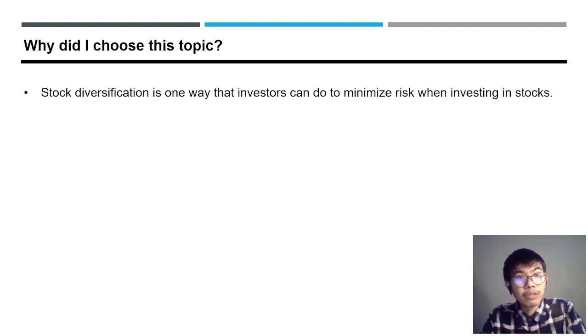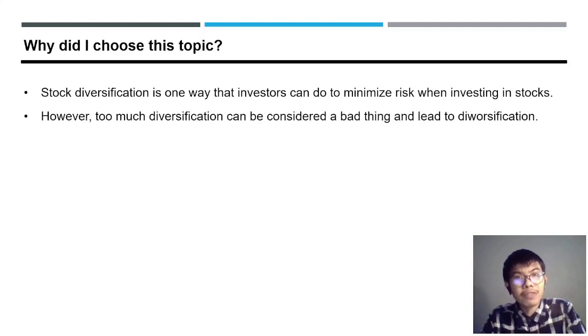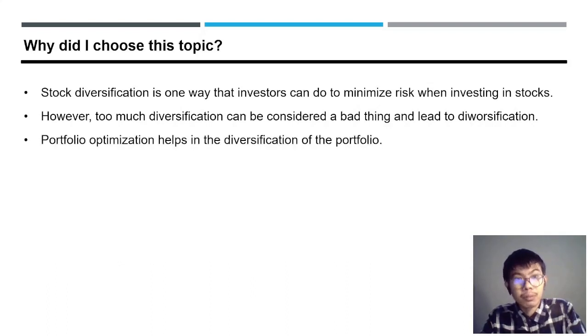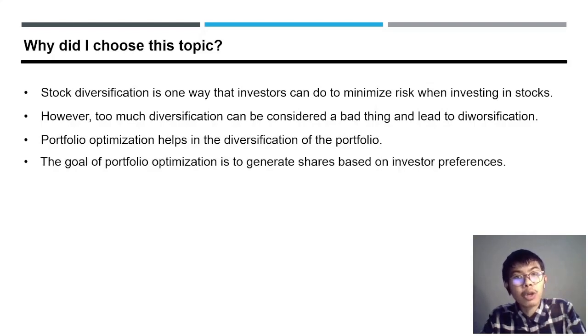First, stock diversification is one way that investors can minimize risk when investing in stock. However, too much diversification can be considered a bad thing and lead to over-diversification. Portfolio optimization helps in the diversification of the portfolio. The goal of portfolio optimization is to generate shares based on investor preference.